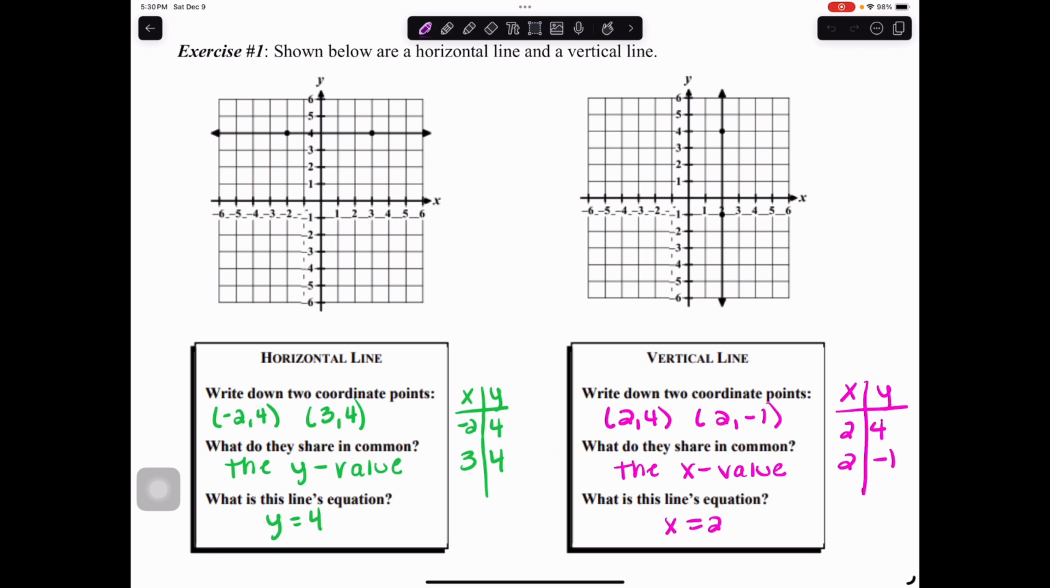The one on the right is a vertical line. We had the coordinates 2, 4 and 2, -1. They have the x value in common. That means the equation of this line is x equals 2. And again, you can see I organized it in table form. All x equals lines are vertical. They cross the x-axis at that value. So you can see this is x equals 2 because it's crossing the x-axis at 2.